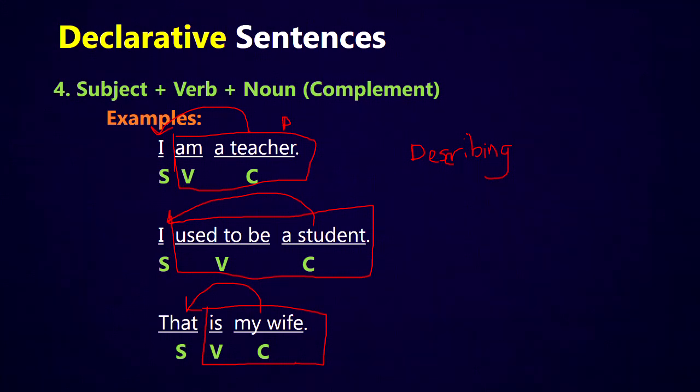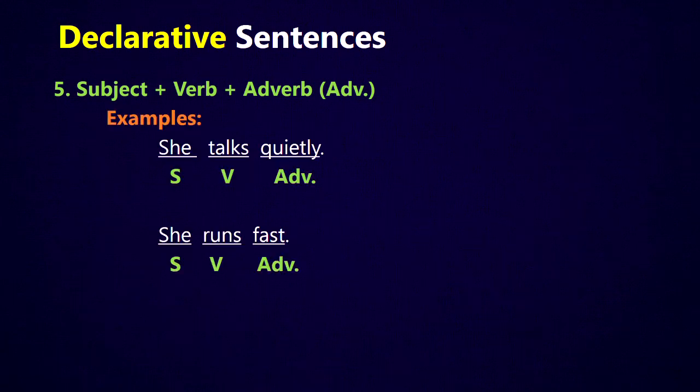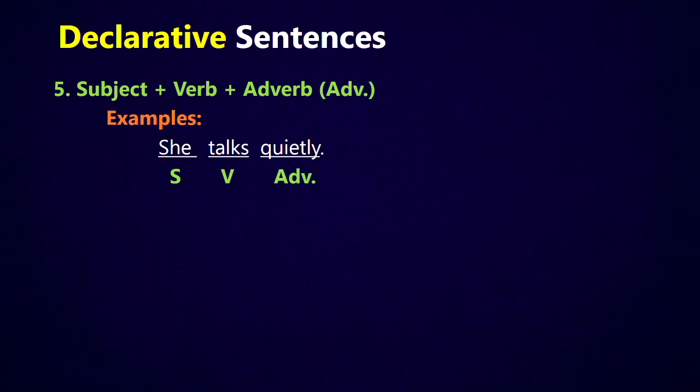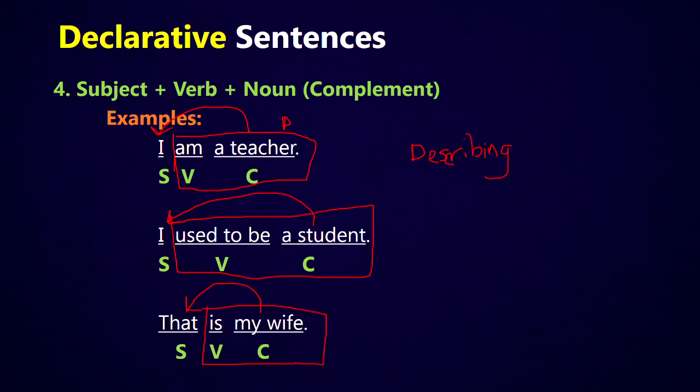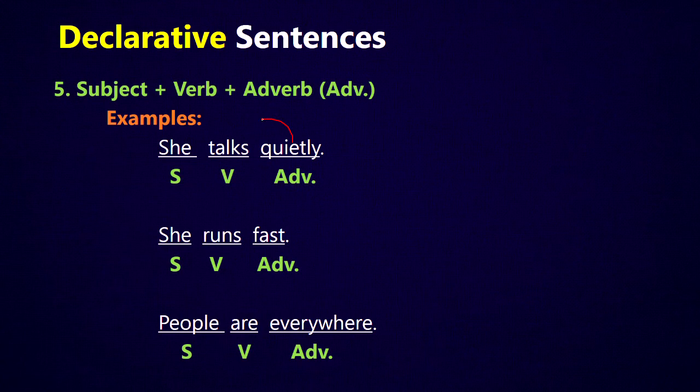The fourth kind would be subject, verb, adverb, like she talks quietly, she runs fast, or people are everywhere. So these ones are kind of like the previous two kinds, except that whereas I am a teacher describes the subject, verb, adverb, the adverb describes the action, not the subject. But again, we have the subject and the predicate.